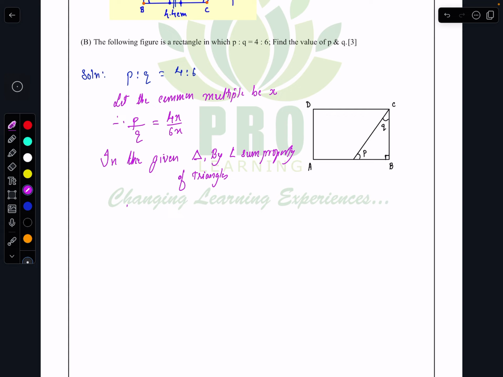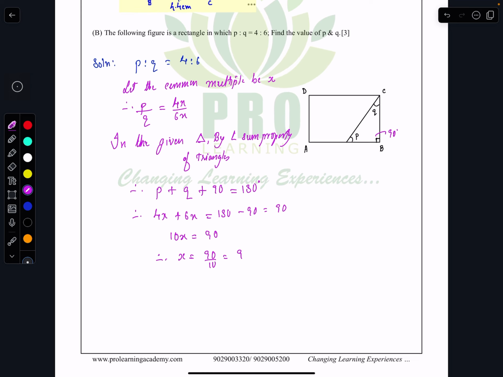What we will be able to say is, therefore P plus Q plus 90 is 180. It's given in the question, so we're using this as 90 degrees here. So therefore P was 4x, so we'll say 4x plus 6x is 180 minus 90, which makes 90. So 10x makes 90. Therefore, x is 90 over 10, which is 9. So we have realized that the x is 9.